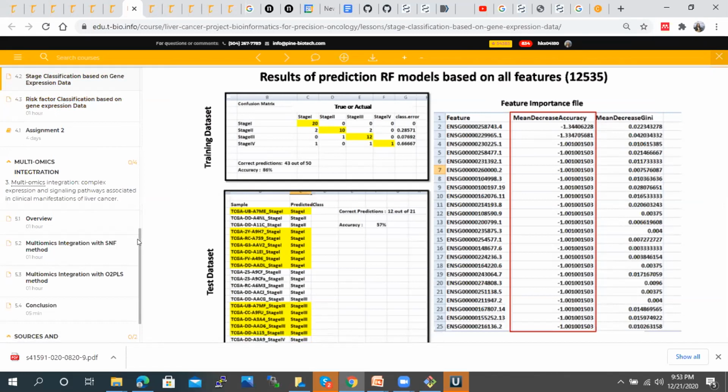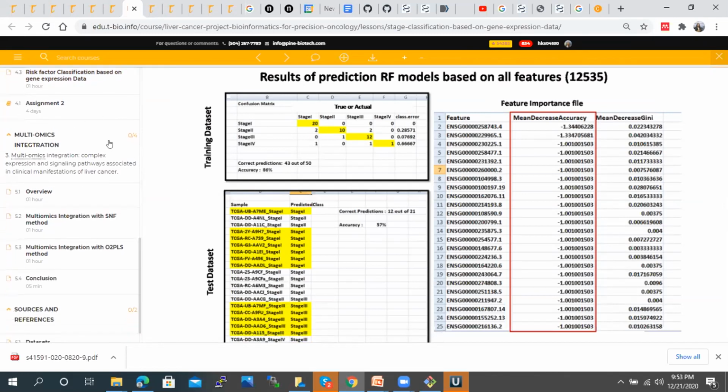Once we understand these two approaches, we further proceed to the multi-omics integration. Here we have tried to integrate two types of data, that is RNA and miRNA. Here we have different approaches.